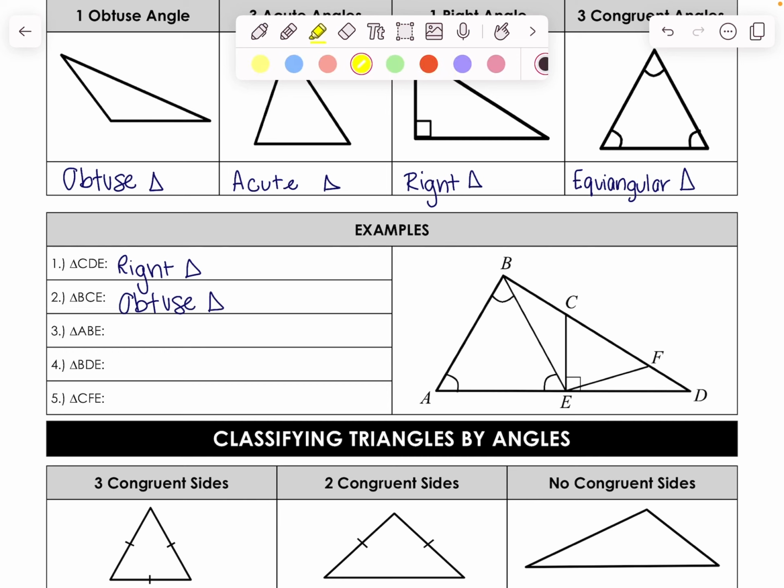All right, then we have A, B, E, A to B to E. And those markings tell us that all those angles are congruent, so that's going to be an equiangular triangle. All right, then we have BDE, so B to D to E. Again, at angle E, we do have that obtuse angle, so that's going to be an obtuse triangle. And then CFE, okay, all of those are less than 90, so it's going to be an acute triangle.